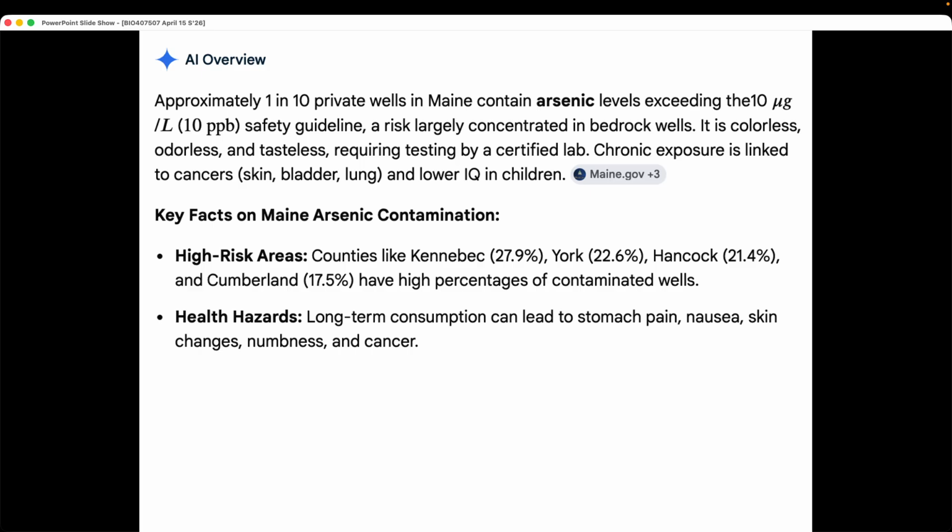Doug is a neurobiologist. He's especially interested in that low IQ in children, right? So it disrupts normal development of the brain, like that.